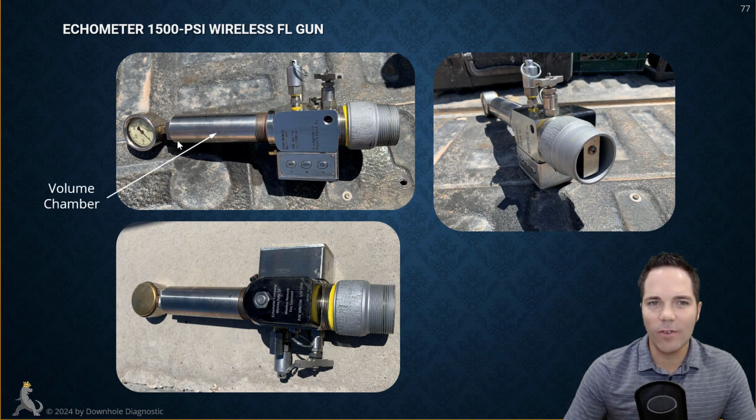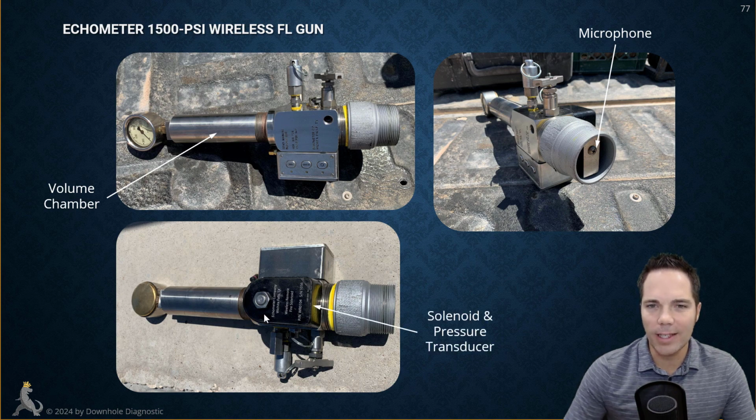So first off, we have the volume chamber with a pressure gauge right here. This is what we are going to pressure up. Okay, this is going to be at a higher pressure than the casing to generate the shot. Then we have the microphone right down here in the bottom where you screw it on to the wellhead. And then we have 2 different things going on in here. We have the solenoid valve. This is the fast-acting valve that releases the pressure pulse into the well. And then we also have a pressure transducer, which is just recording the casing pressure.